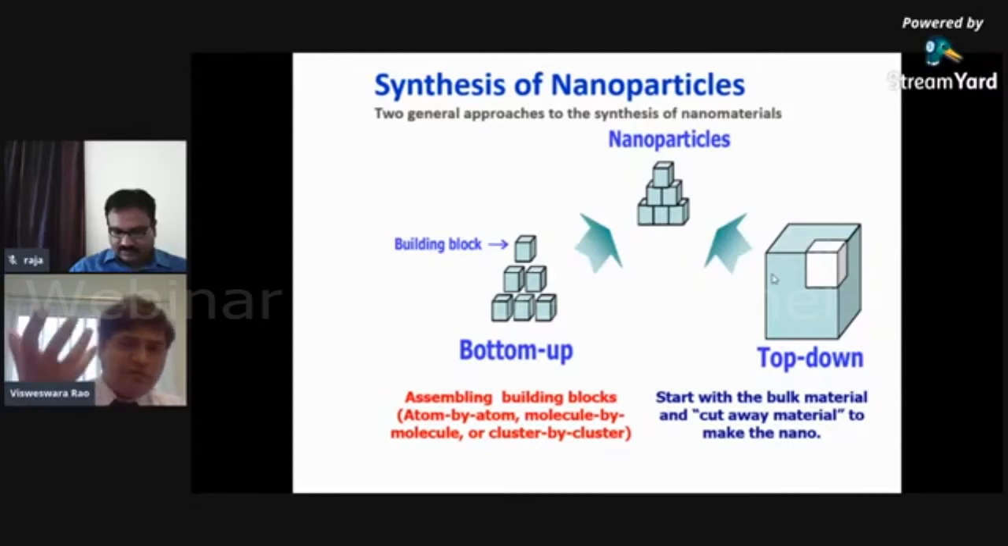Top-down approach means, for example, you have a big rock and you are separating it, bringing the macromolecule down to micromolecular levels. That is considered the top-down approach. In bottom-up, you are building up atoms into a molecule, but still the size should be within the nano range, with proper stability and also good applications.